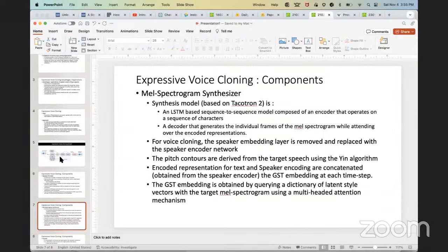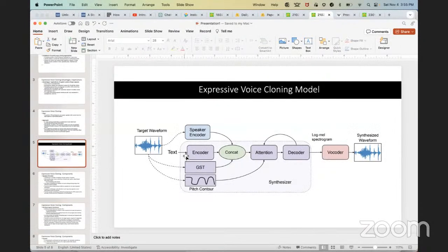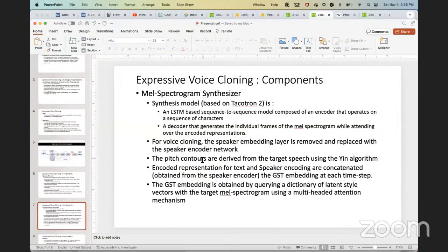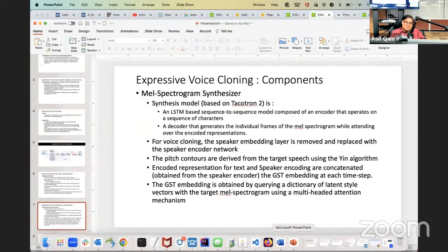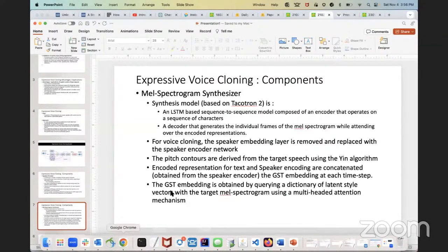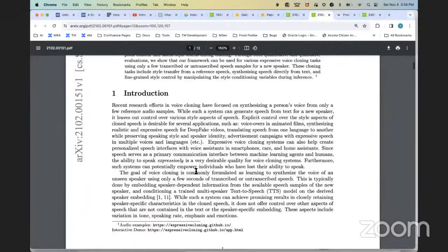So you see here in this model, the text is concatenated here, while the contour from here is removed. You use the GST, which is the style dictionary, and all that is concatenated here. So that's what they're trying to explain here. Do you know what this YIN algorithm is? The pitch contour derived using the YIN algorithm. Yeah, I'll go here.